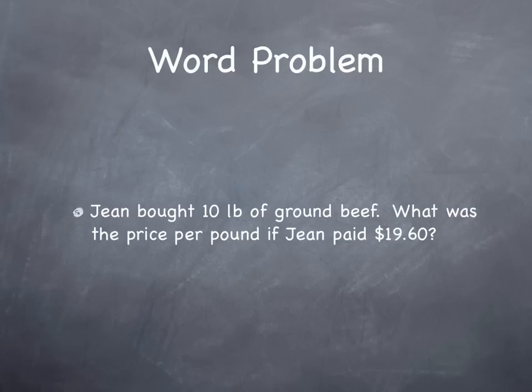So this is our last problem, the word problem. I'm not going to give you the answer to this. Go ahead and work it out at the end of your notes, and we'll talk about it in class. It is Jean bought 10 pounds of ground beef. What was the price per pound if Jean paid $19.60?